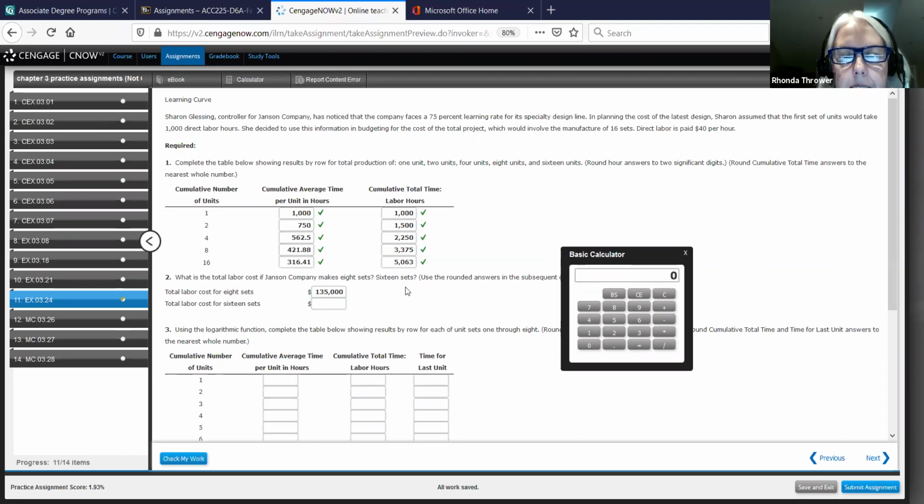For 16 sets, we're going to pick up the 5,063 hours. We're going to multiply this by $40 that was given. The direct labor per hour is $40. And that's going to give us $202,520 as the total labor cost for 16 sets. It might be a good idea to check your work to make sure your math is correct.